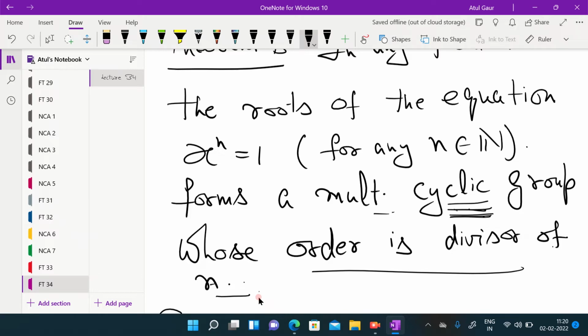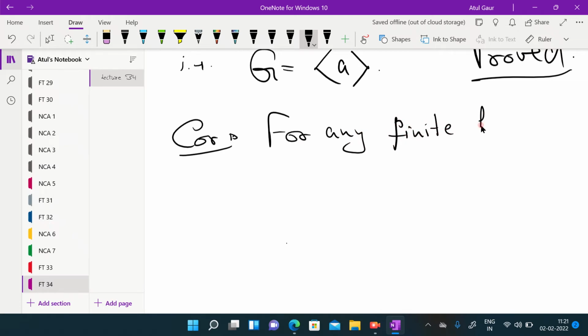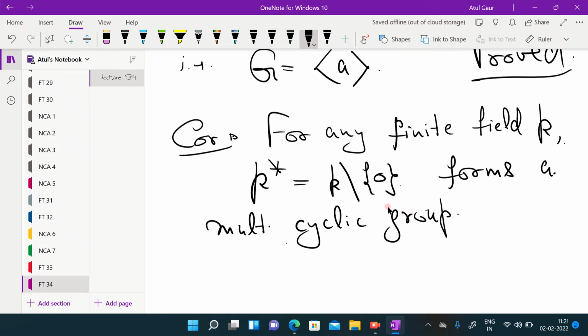Yes. Yes, sir. So as an immediate corollary to this, I'm leaving as an exercise to you. Otherwise, we'll discuss tomorrow. As an immediate corollary to this, you can easily see that for any finite field, so field is finite, right? Finite field means a field with a finite number of elements. So for any finite field, K star, the set of all non-zero elements, forms a multiplicative cyclic group. This I'm leaving as an exercise to you.